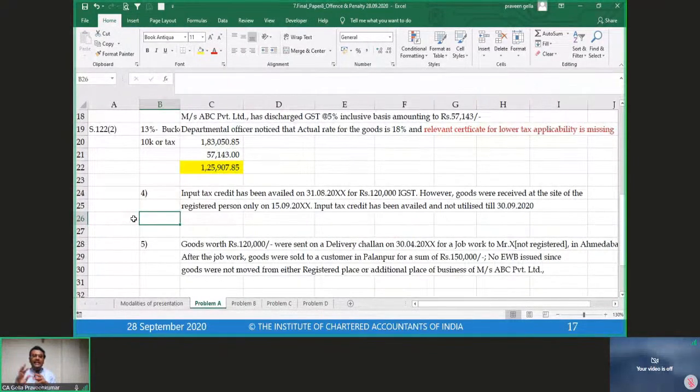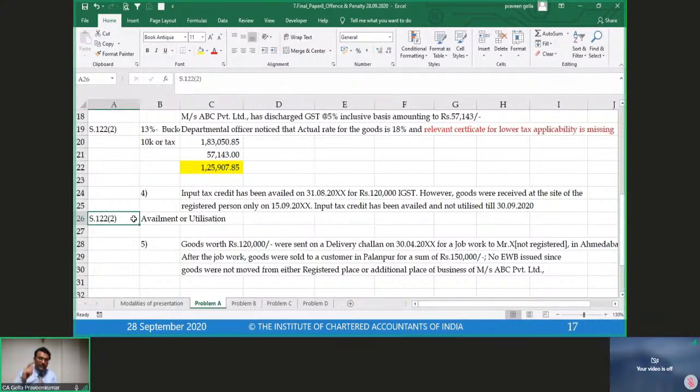Now, was there any intention to evade, etc.? Now, section 122(2) comes into the picture. Availment or utilization. Where you have availed the credit, though you have not utilized it, by invoking section 122(2), the tax amount or 10,000, whichever is higher, shall be invoked as a penal provision.